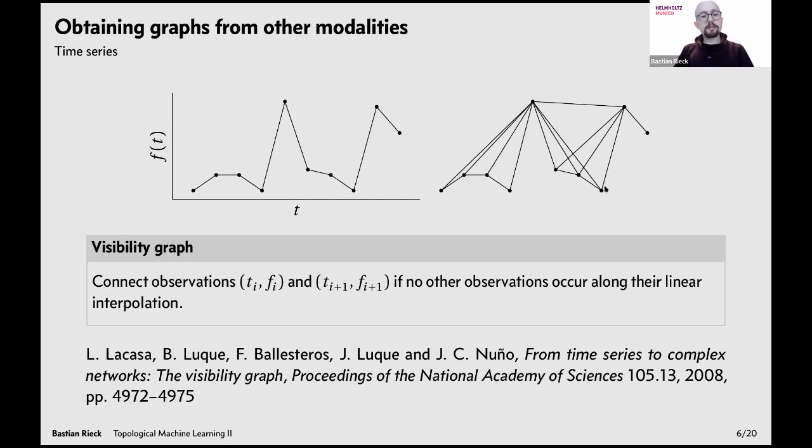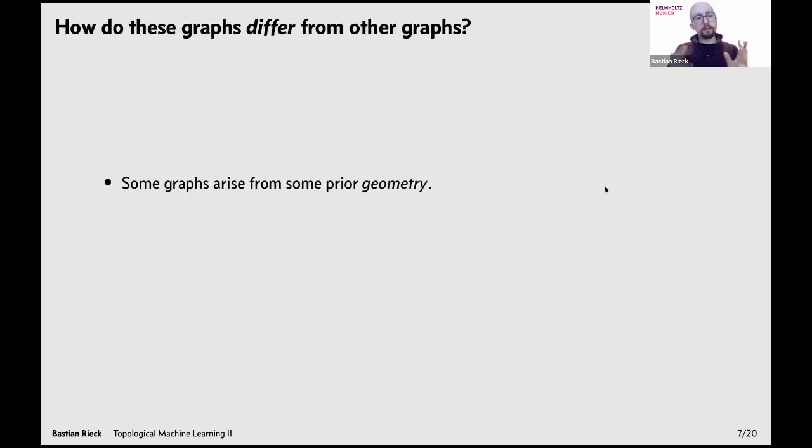That's a very interesting construction from Lacasa and colleagues, based on their paper From Time Series to Complex Networks: The Visibility Graph. It's a PNAS paper from 2008. And the visibility graph has shown some very intriguing properties in terms of understanding the dynamics of complex systems and complex networks. So indeed, this is a non-canonical but useful way of turning a time series into a graph. Now, there's of course a difference between those types of graphs and other types of graphs.